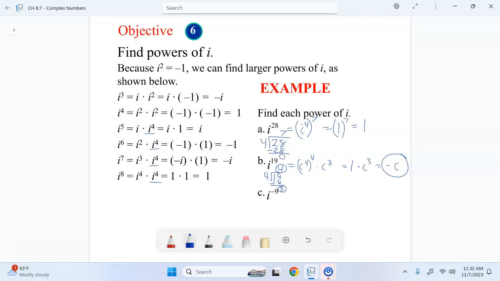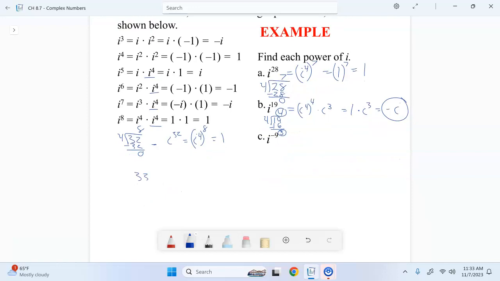Delaney, give me a 2-digit number. Any 2-digit number. 32. How many times does 4 go into 32? 8. Do I have anything left over? Nope. So, i to the 32 is equal to i to the 4th 8 times. That equals 1.